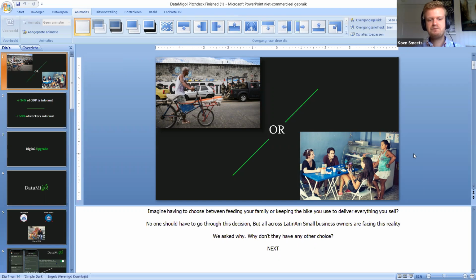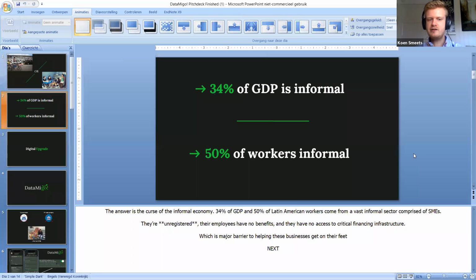So let's start. Imagine having to choose between feeding your family and keeping the bike you use to deliver everything you sell. No one should have to go through that decision. But all across Latin America, small business owners are facing this reality. We ask why. Why don't they have another choice? The answer is the curse of the informal economy.